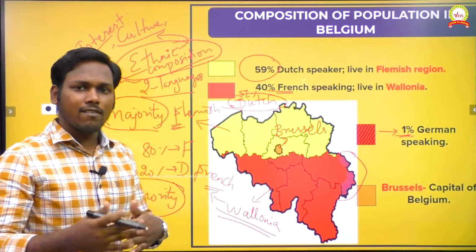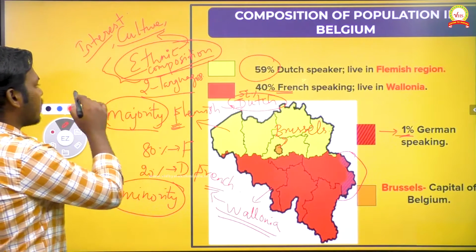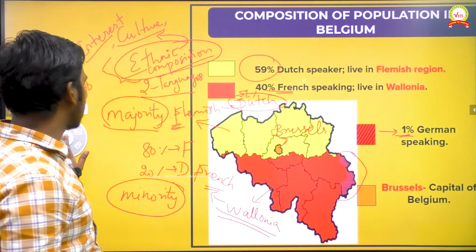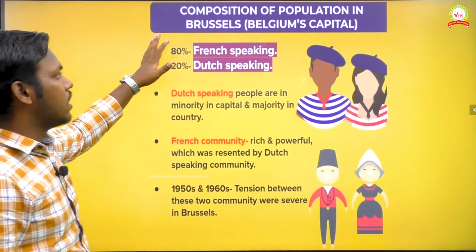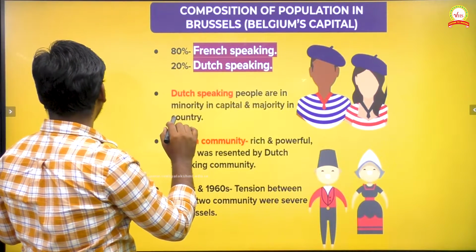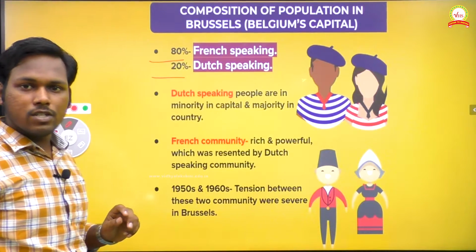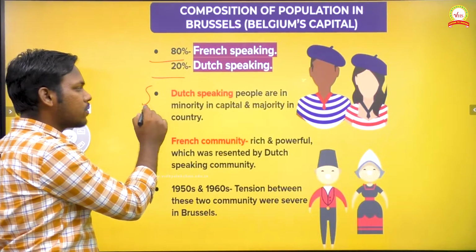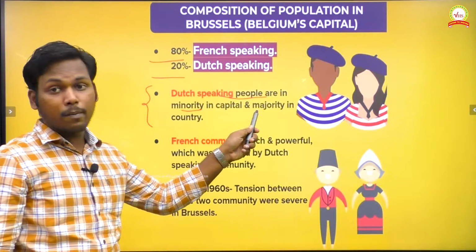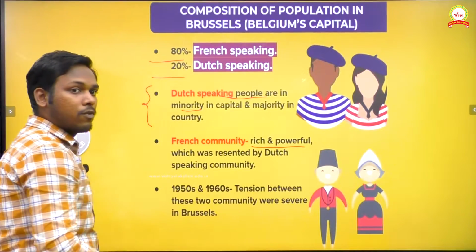Always there will be a conflict if this is the scenario, like majority and minority. They will immediately follow majoritarianism. We are going to see that in the next slide. Yes, this is the complexity in the case of the capital. 80% of people in the capital Brussels speak French and 20% speak Dutch. This is what we have seen already. Here you need to know that Dutch speaking people are in minority in the capital but majority in the country, and the French speaking were rich and powerful, which was resented.